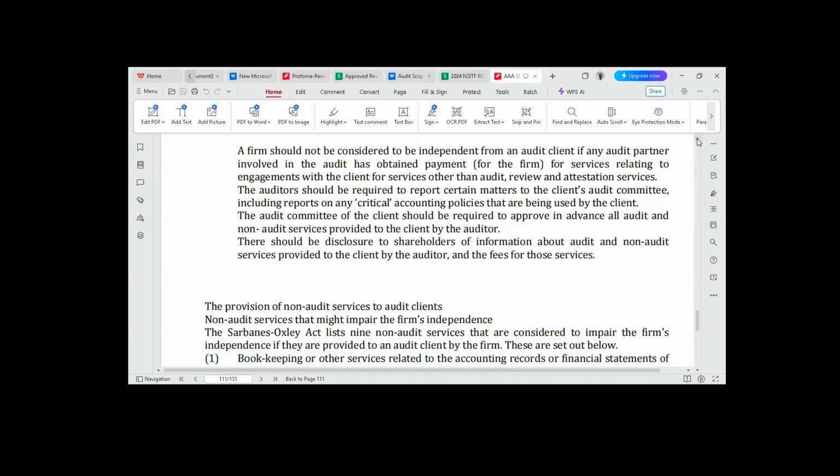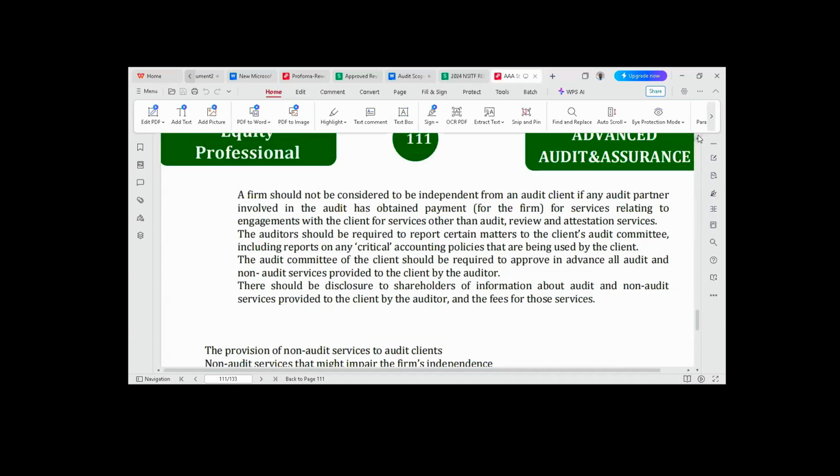So when he's coming back with a fresh mind, because a lot of things would have what? Would have changed. Thereby, his independence would have been protected or safeguarded. Okay? That's the first one. We call it audit partner rotation.